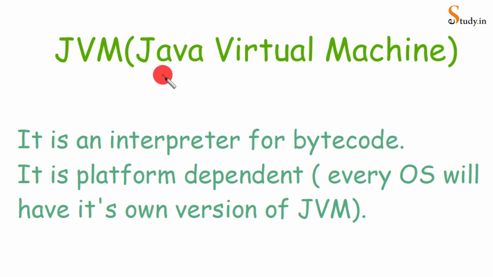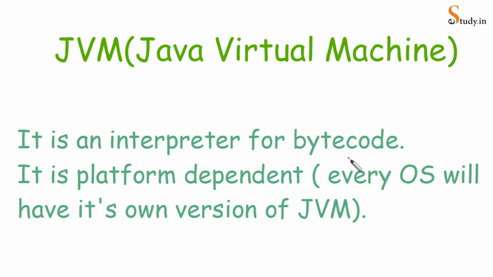Now the full form of JVM is Java Virtual Machine. Okay, it is not actually a machine. Only the name has the word machine. It is actually a very small software. So it is called an interpreter for bytecode. Now what is an interpreter? An interpreter is something in between which will convert the code into machine code line by line. Okay, so we have this bytecode and it is an interpreter for the bytecode. That means line by line it will interpret the bytecode and convert it into further machine code. It is platform dependent.